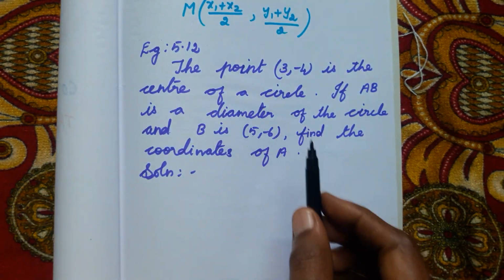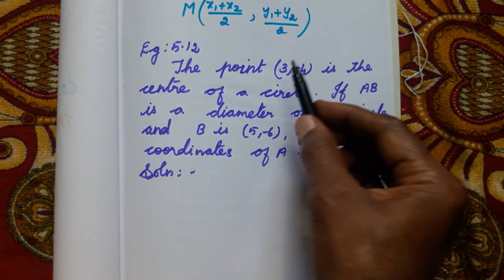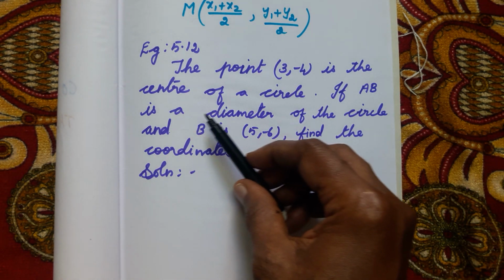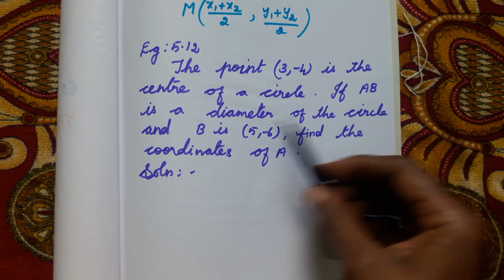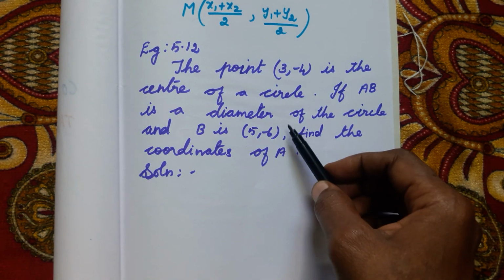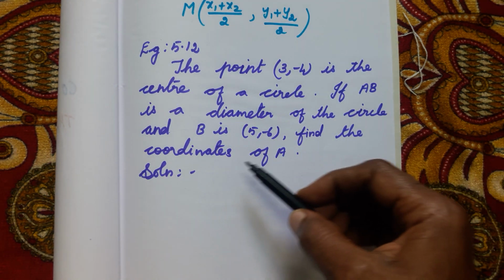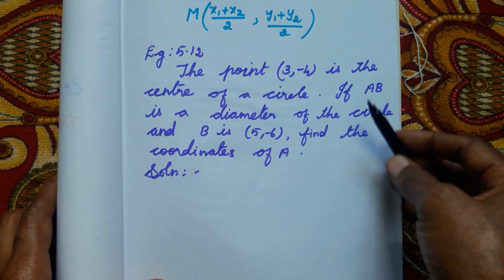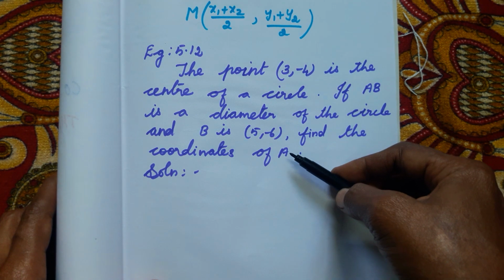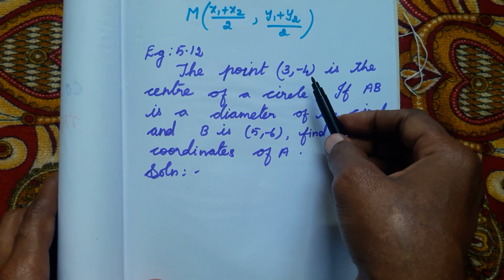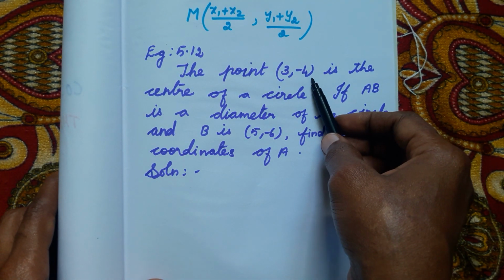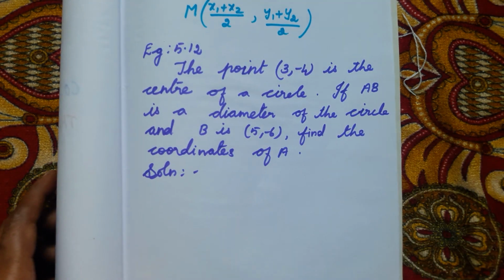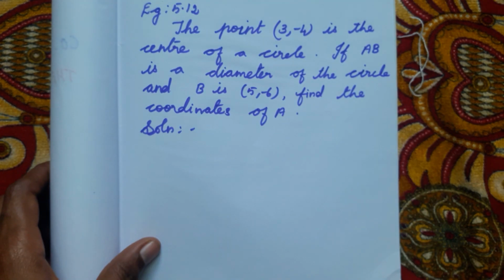The point (3, minus 4) is the center of a circle. If AB is a diameter of the circle and B is (5, minus 6), find the coordinates of A. We want to find out the coordinates of A. Now here, what is given? The center is (3, minus 4) and the coordinate of B is (5, minus 6).